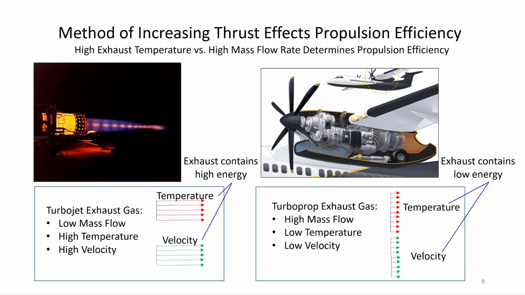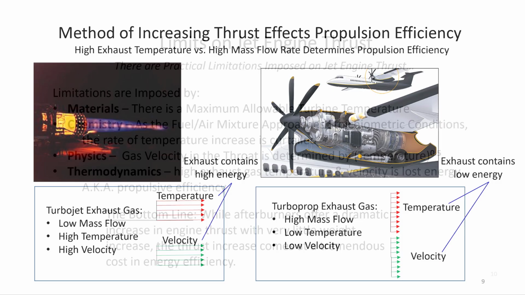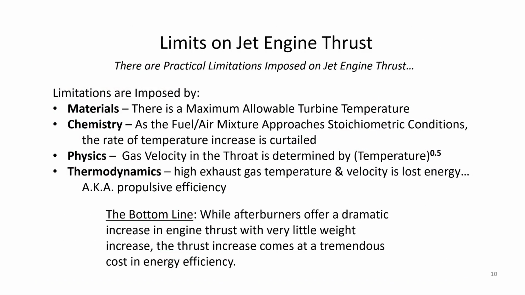Now in contrast, if we take a look at the right hand side, we have a turboprop engine, and in this case everything is turned around. We have high mass flow rate, we have low exhaust temperature and low exhaust velocity, so the amount of energy that is lost out the back end of this thing behind the propeller is much smaller, and it has therefore higher propulsive efficiency. Now there are some practical limits to the thrust that you get from a jet engine.